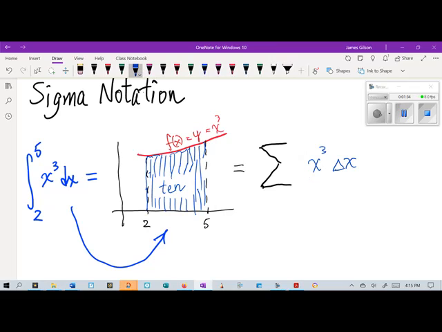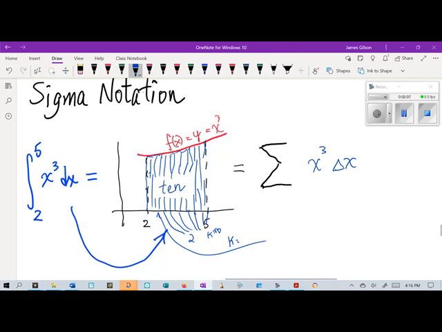Now, the other parts don't correspond quite as easily. So the first order of business is that I need to capture this information that says I am only doing 10 rectangles. And what we do is assign each rectangle a number. The most common number is k. So like the first rectangle, k would be equal to 1. And the second rectangle would be k equals 2, k equals 3, all the way up to k equals 10. That would be the very last rectangle that we're computing.